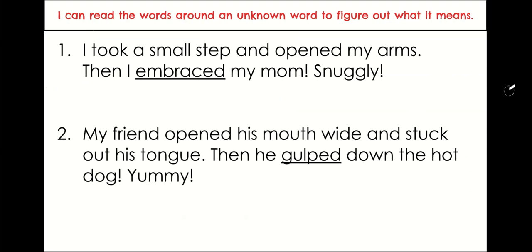All right, so let's take a look at some sentences that I wrote that I think I want to add to my writing. And you help me figure out what the underlined words mean, because I'm not exactly sure. I've got some help. I took a small step and opened my arms. Then I embraced my mom, snugly. So what's going on in this sentence?